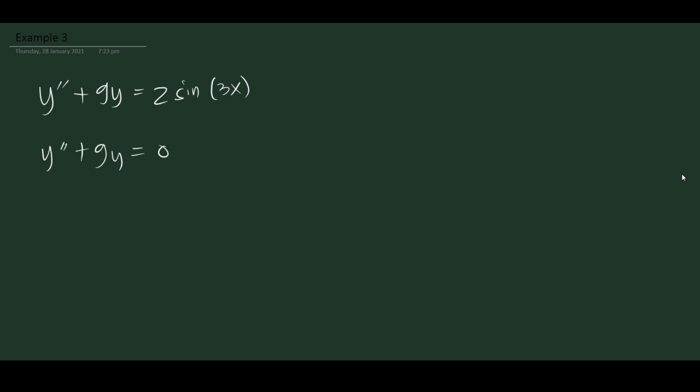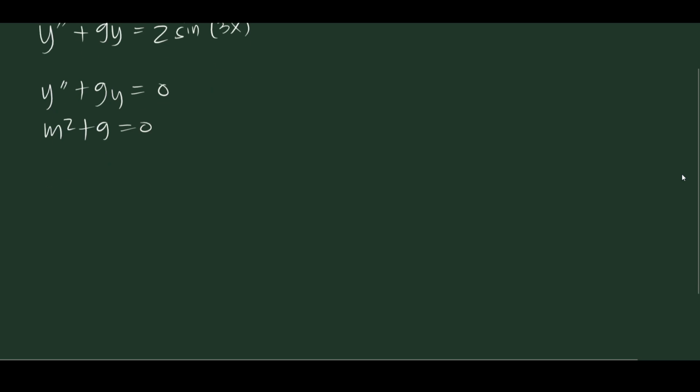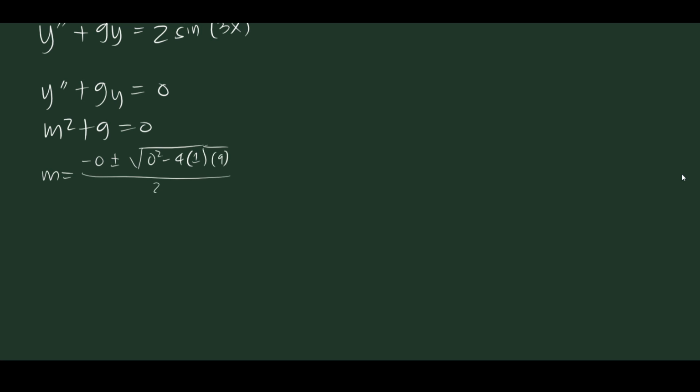Now what is our auxiliary equation here? You'll get m squared plus 9, right? Is equal to 0. So, we can use the quadratic formula for this. So, m is equal to negative 0 plus minus the square root of 0 squared minus 4 times a, which is 1, and c, which is 9. Okay, whole over 2a, which is 2. Okay, so m is equal to plus minus the square root of, so, what is this, 9 times 4? 36. So, negative 36. So, we get 6i all over 2, which is equal to plus minus 3i.